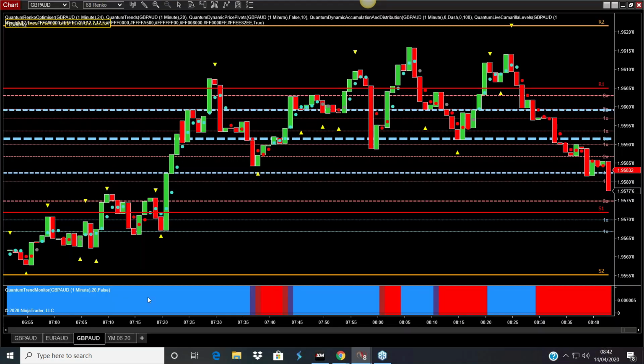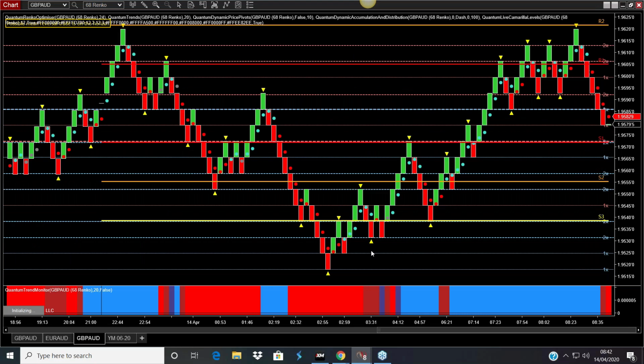Just open it, but it also gives us other information. I clicked on the 1-minute chart here. You can only do this with Ninja. You can't do it on MT4 or 5. And it tells me that the optimum brick size for this particular pair is 68. It's actually 6.8 pips. That is quite slow.